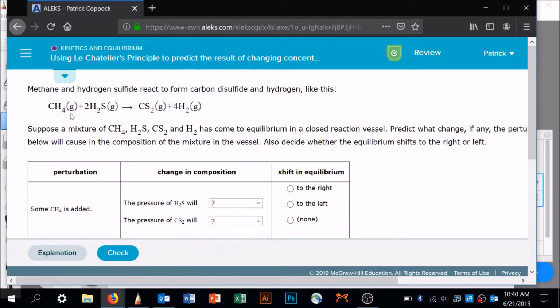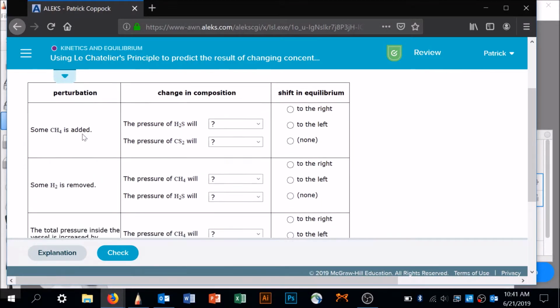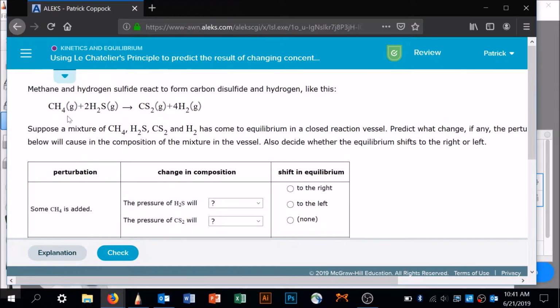All right, so suppose we've got some reaction, methane and hydrogen sulfide is in equilibrium with carbon disulfide and hydrogen gas, okay? But look at this. It looks like it's not a 1 to 1 to 1 to 1 ratio. It's a 1 to 2 to 1 to 4 ratio, okay? And suppose they're at equilibrium, all right, in the beginning. Now, they're perturbed. How are they perturbed? Suppose that some methane is added to the system, okay?